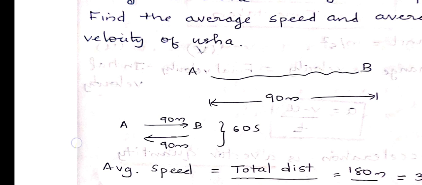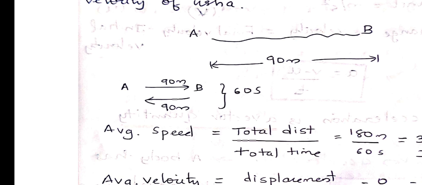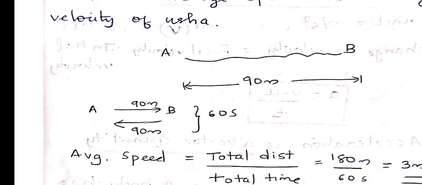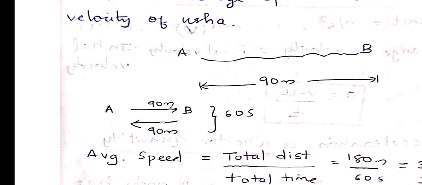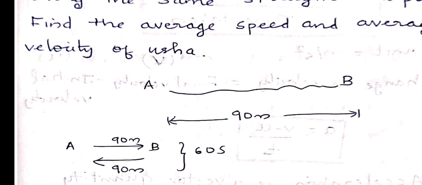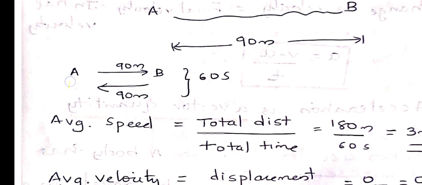That is 1 minute. Average speed is equal to total distance by total time. Listen. Usha swims A to B, that is 90 meter. Then B to A, that is 90 meter. That is 90 meter plus 90 meter, which is equal to 180 meter. The total distance is equal to 180 meter. I repeat, Usha swims A to B, covering 90 meter distance, and back from B to A, another 90 meter distance. So total distance is 90 meter plus 90 meter, equal to 180 meter. I hope it is clear.